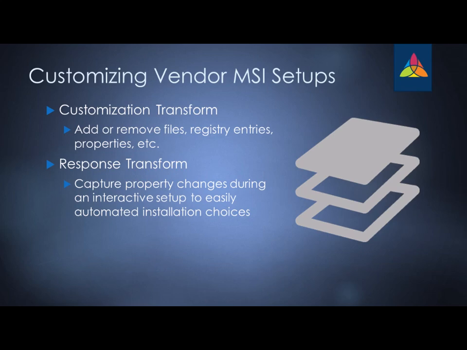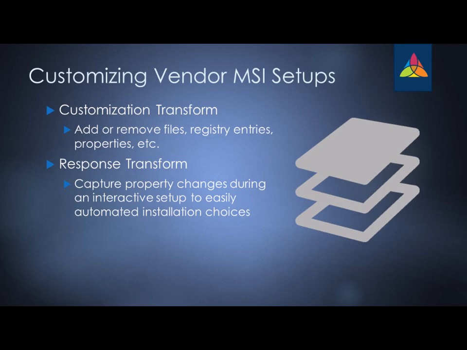There really are no changes that can't be made with a transform file. You can add or remove files, registry entries, change properties, and even add or remove pre-installation checks. As this is the same format, you can typically open an MSI and then save any changes you've made as a transform in your Windows Installer Editor.